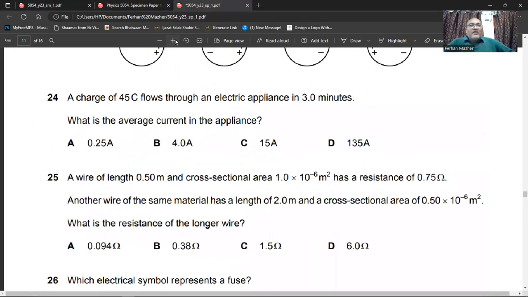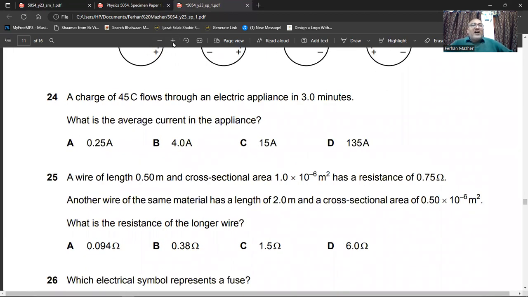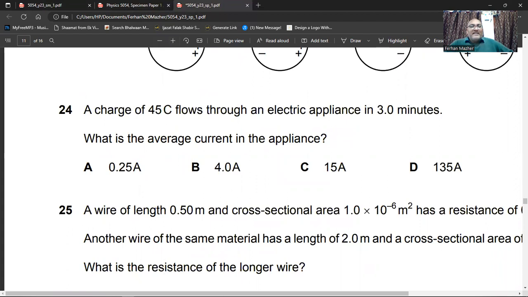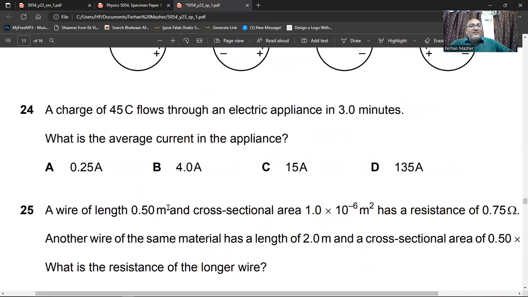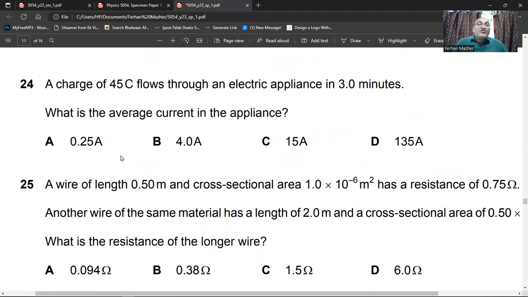Question number 24: a charge of 45 coulomb flows through an electric appliance in 3 minutes. What is the average current in the appliance? You see, the charge is given, that's 45 coulomb, and the time is 3 minutes. The time should be taken in seconds, and for that you multiply 3 by 60, because in 1 minute there are 60 seconds. So 3 multiplied by 60 is 180 seconds.